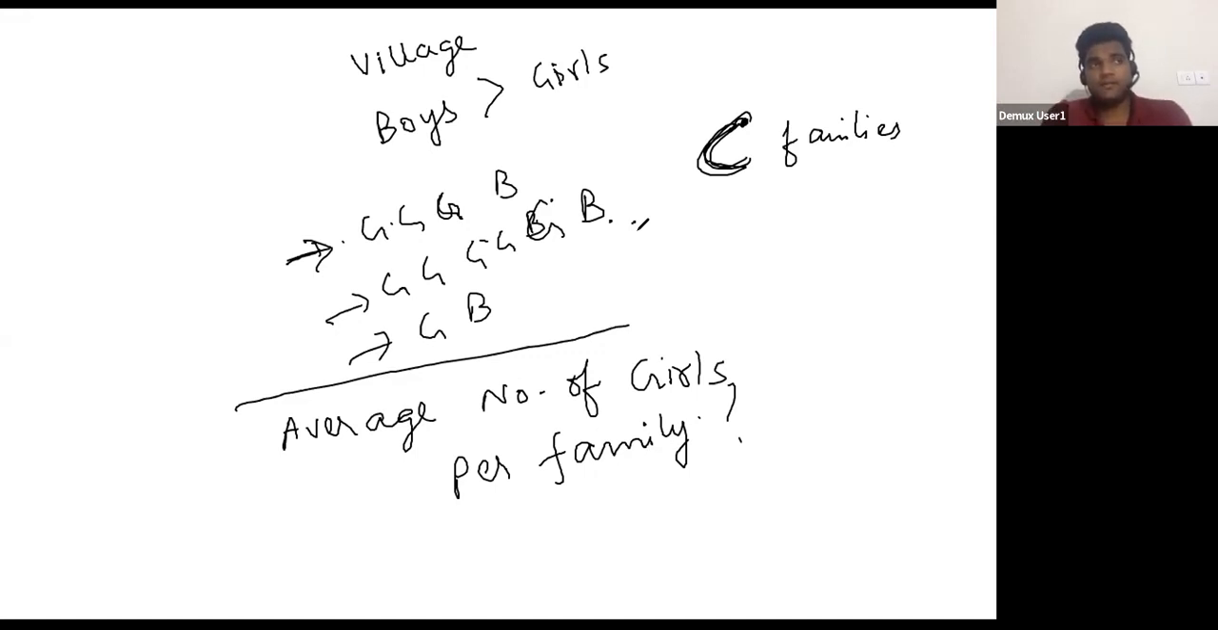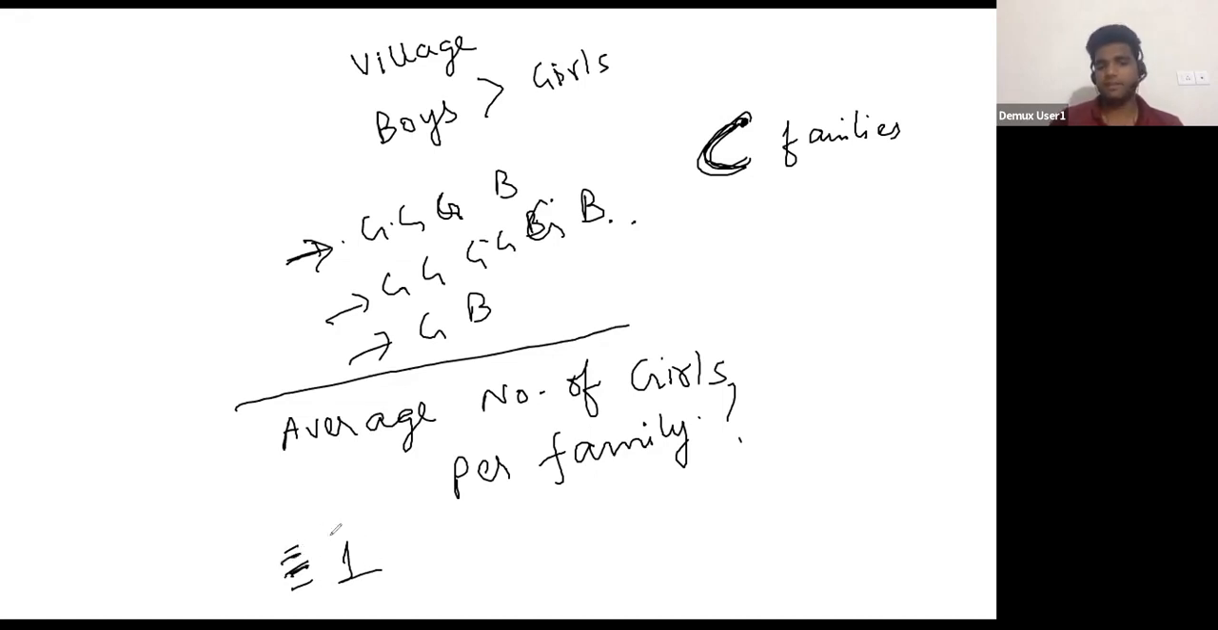Average number of girls per family is (N+1)/2. No, that's not right. Okay, I will tell you the result, just prove it to me. Average number of girls per family will come out to be 1. Yeah, it's an AGP, Tanya, you're right. It's an AGP, but it will come out to be 1.